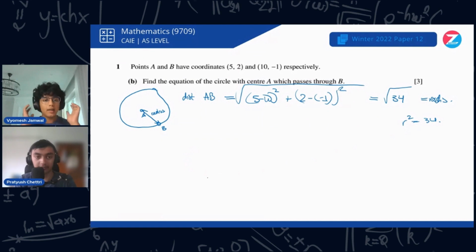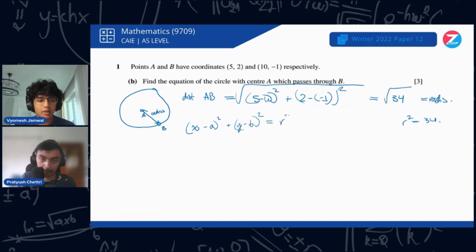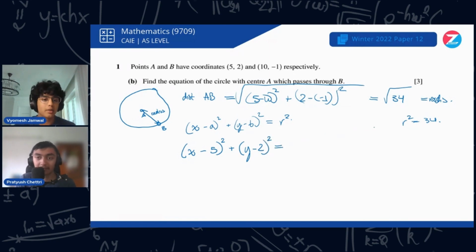Simple as that. And now, looking back at the formula for the circle, it's going to be x minus a squared plus y minus b squared equals r squared, where the center is a, b. So a is going to be replaced with 5, so it's going to be x minus 5 squared. And then b is going to be replaced by 2, which is going to be y minus 2 squared. And then r squared is equal to 34. That's already given. Awesome. And that is indeed correct.